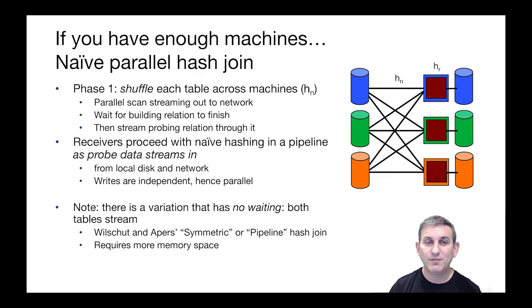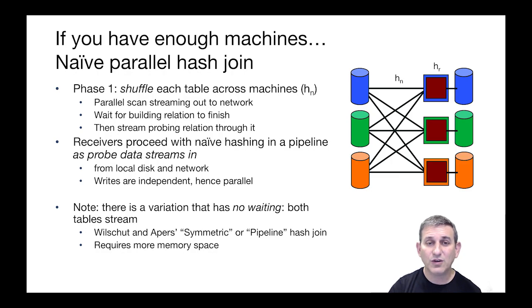So we scan that first building table streaming out to the network. We wait till the building is finished, and then we stream the probing relation through shuffle and look for matches at each individual node. So receivers proceed with naive hashing in a pipeline as the probe data streams in from local disk and network. Note that the writes of the matches are independent. Every machine writes out its matching tuples independently, and so they run in parallel without any coordination across machines. So the only communication in this algorithm is to partition the input data by HN to the different nodes. First we partition the building relation, and then we stream through and partition the probing relation.